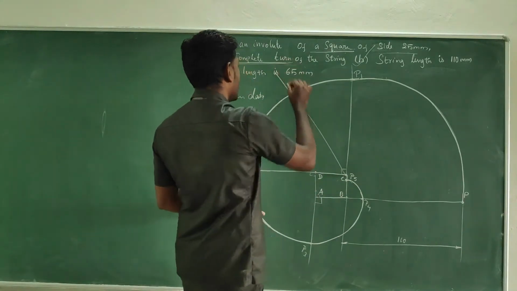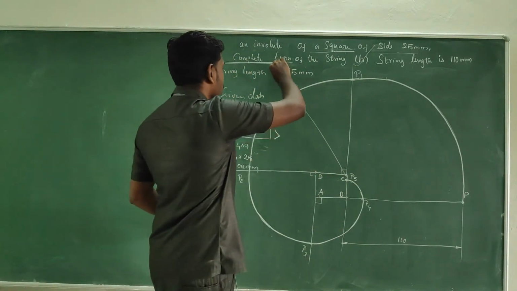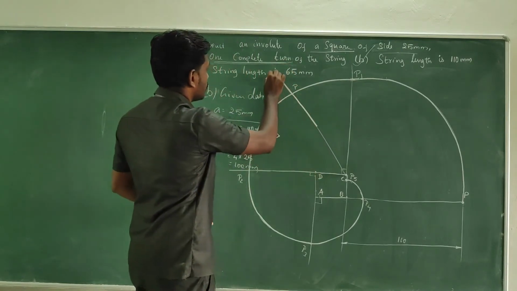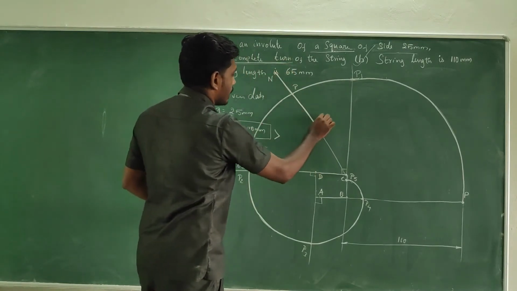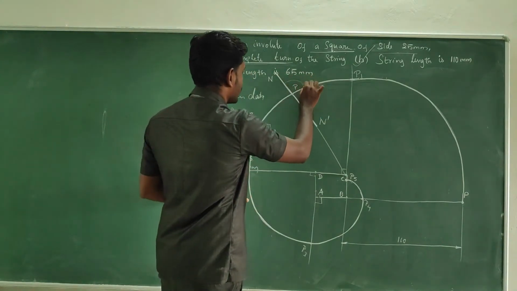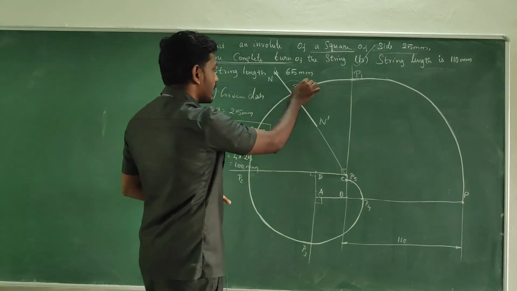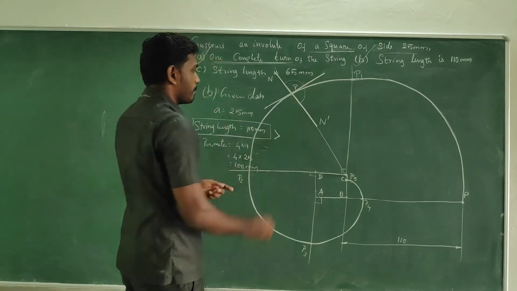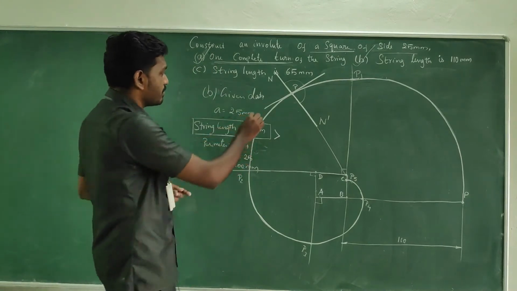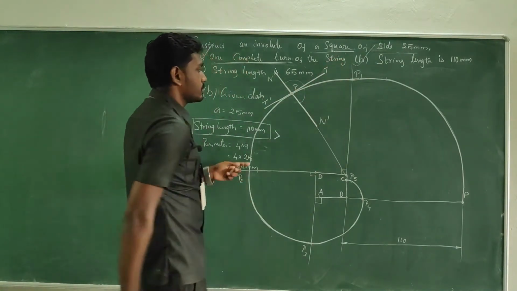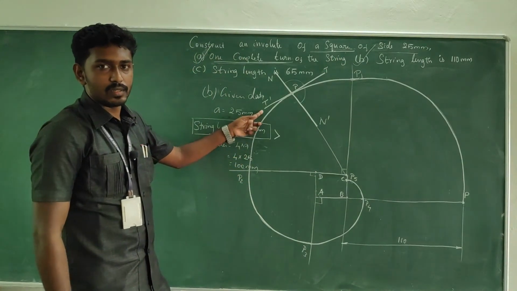If you extend it, it is your normal. So this is a dark line. This is the normal, N dash. And if you keep the protractor, measure 90 degrees, and draw a line passing through the outer periphery, we get T dash, which is a tangent.